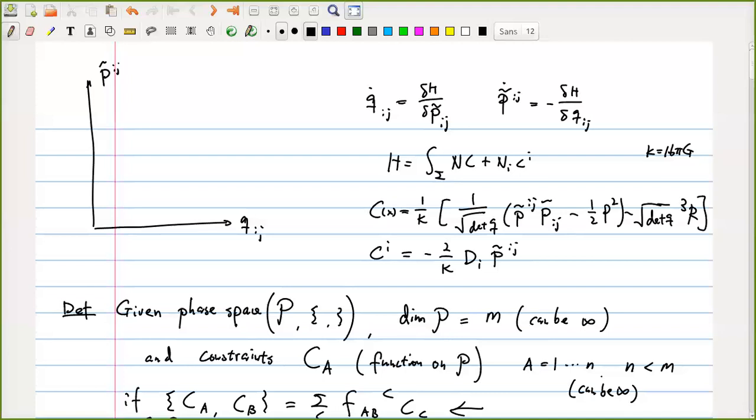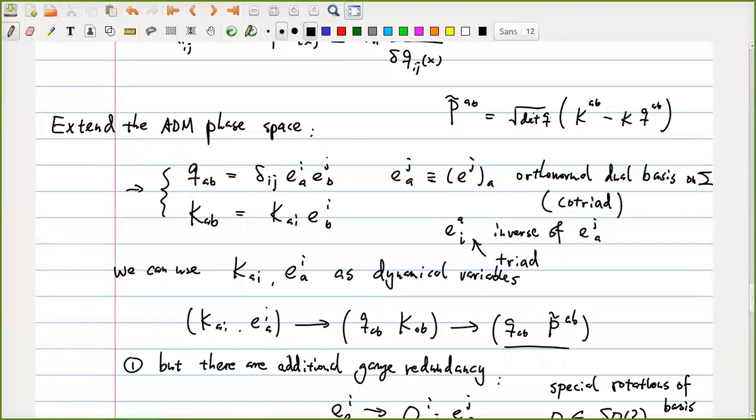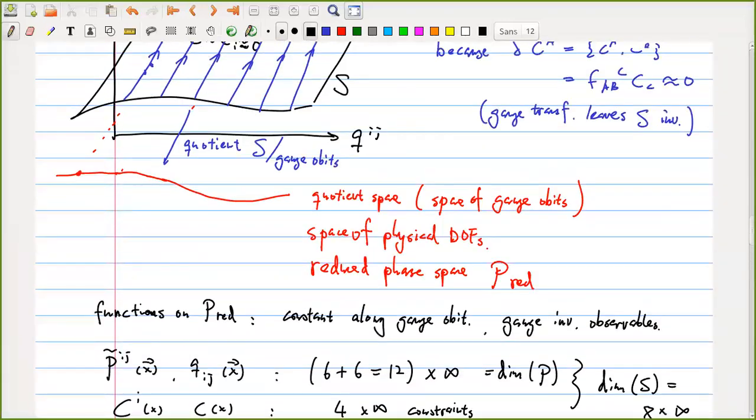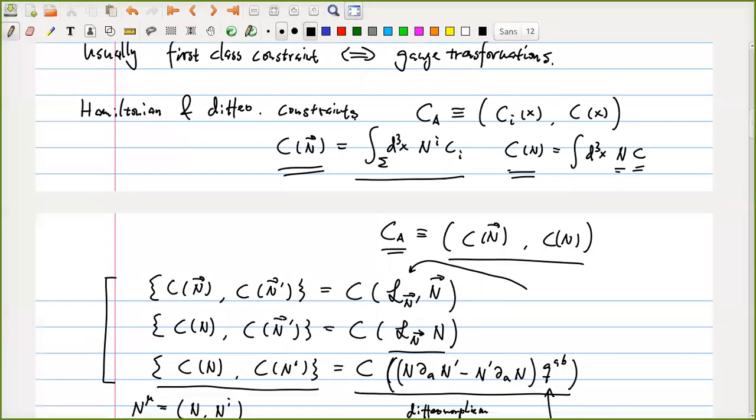Okay. I have a question about smeared constraint. Why do we need to use this kind of objects? Okay, very good. So why do we need a smeared constraint?